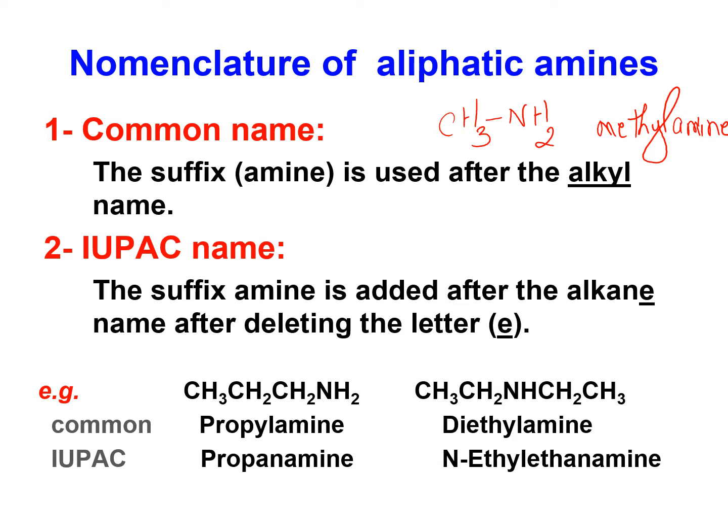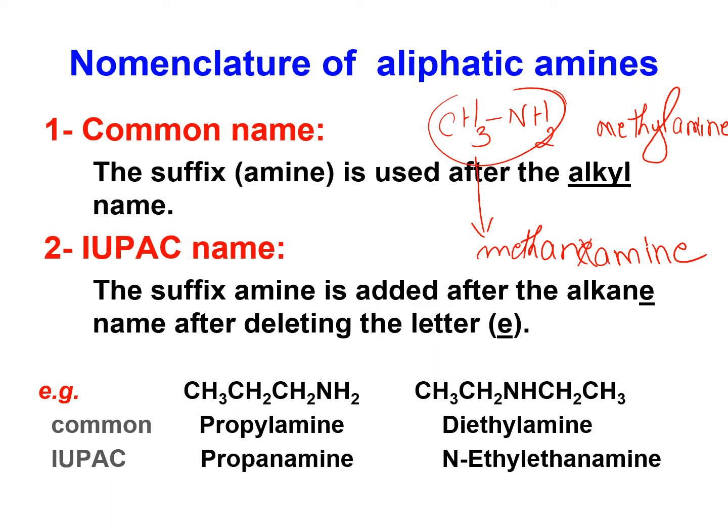The IUPAC nomenclature is not much different. You again name the alkane, which is methane, but this time you will not remove the whole ane, you will just remove the e at the end of the name, and you add the word amine. So in case of common names, it's methylamine. In case of IUPAC names, it's methanamine.